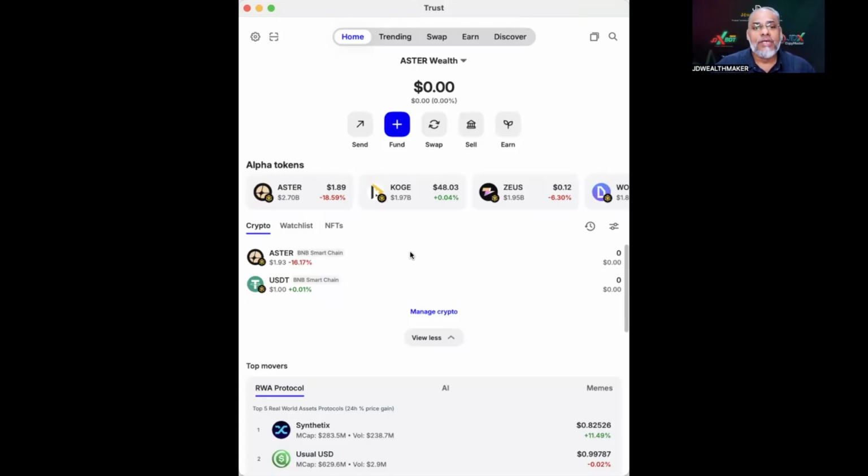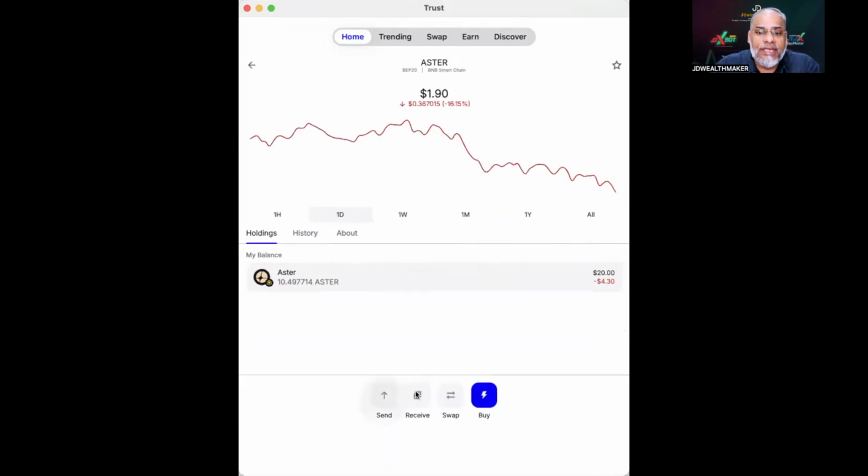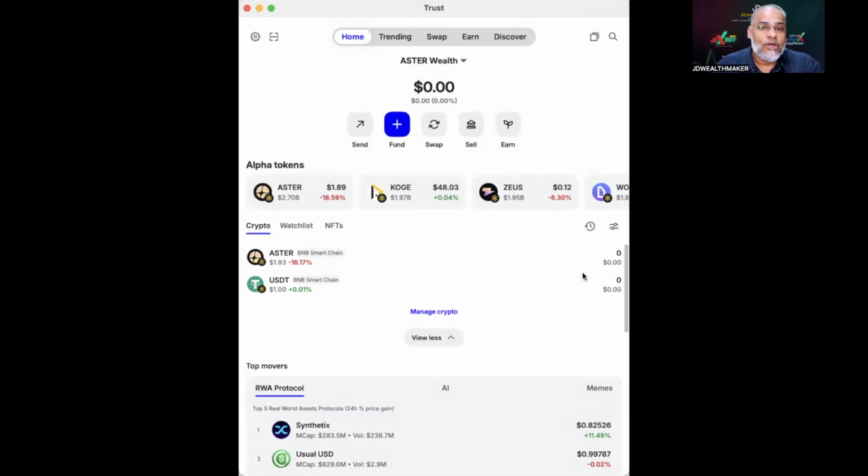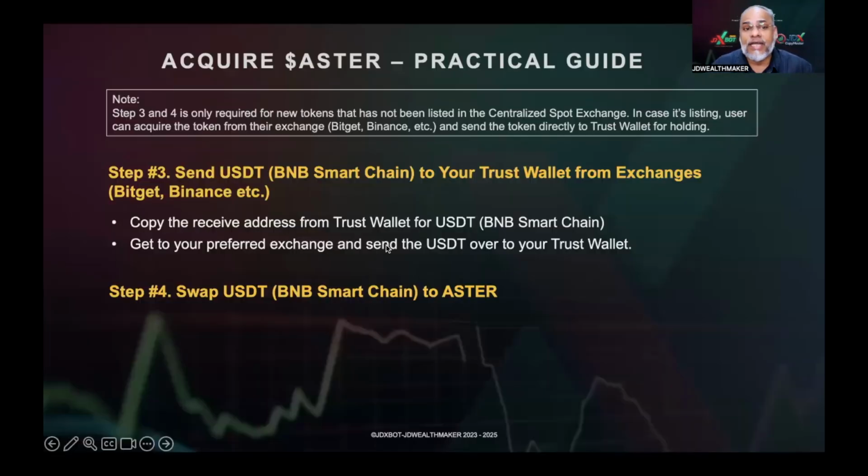Simple, right? Straightforward. Now, if it is already available in Binance or, let's say, in BitGet, you don't need to send the USDT. You can send the ASTER directly. To send the ASTER, you just tap ASTER and click the receive address. You use the receive address and send to this address. It will automatically populate in your wallet. Simple, right? That is the complete step-by-step process of how you acquire ASTER.